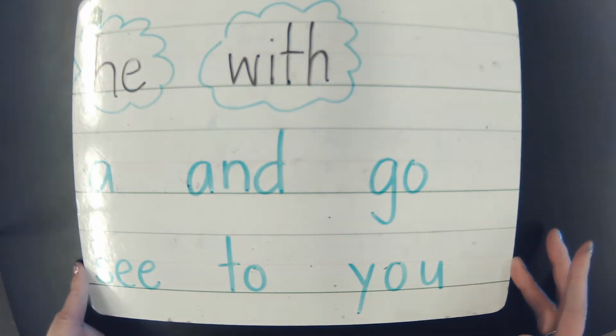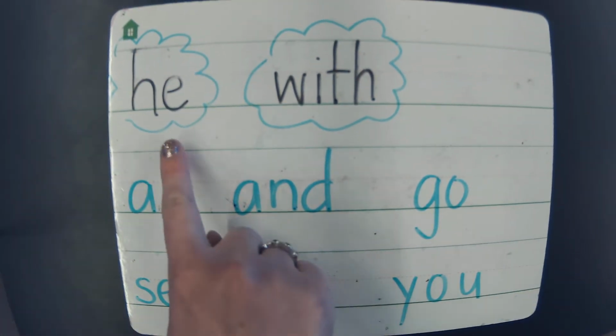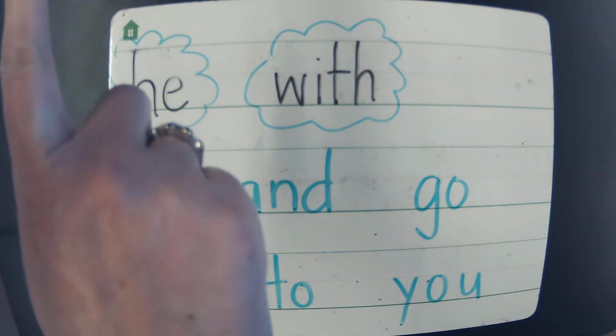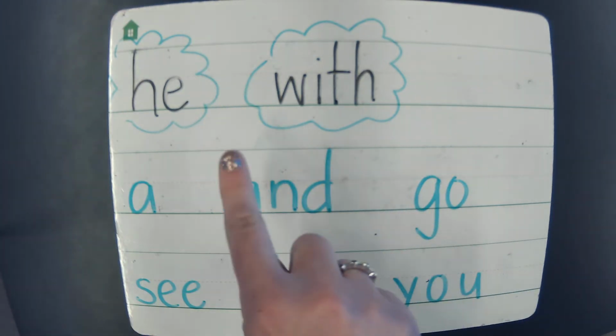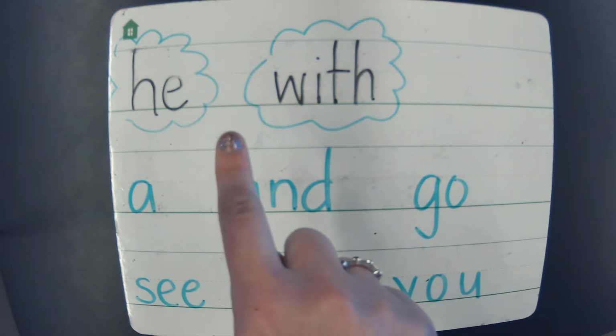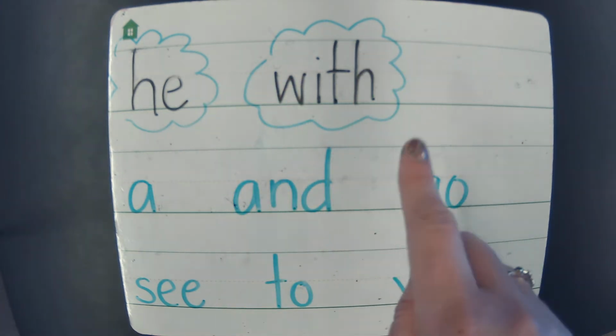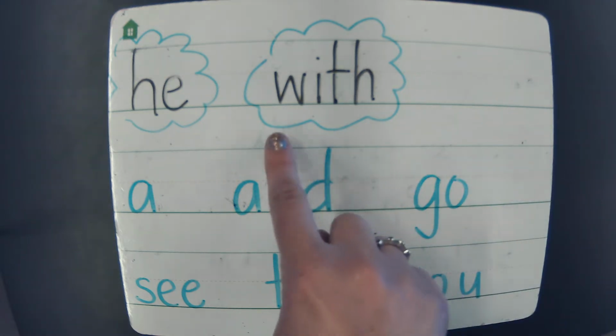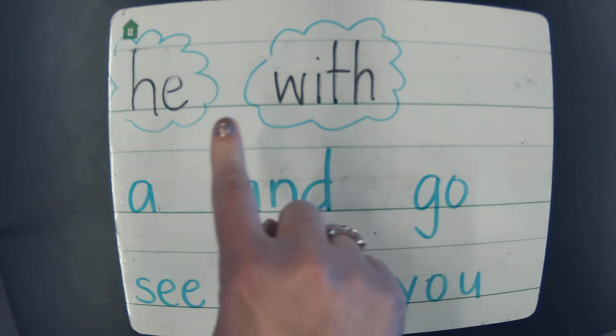Good, let's take a peek at our sight words. This week we have two sight words. We have he. Let's write it in the air, H-E spells he. And we have with. Let's write it in the air, W-I-T-H spells with. Let's read all of these.